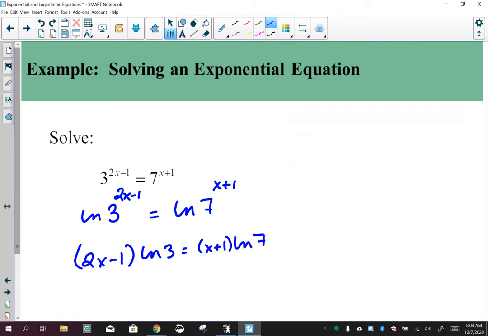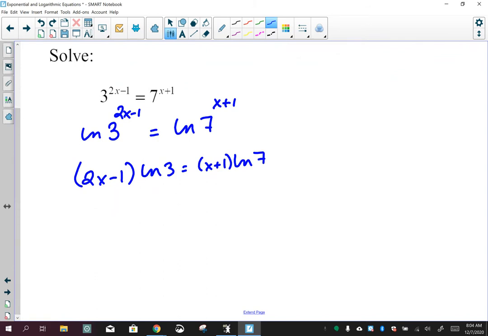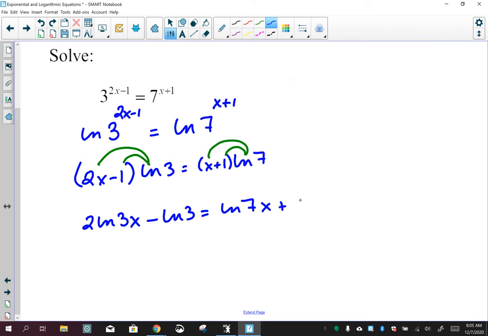Okay. So now I've done that. Now what I need to do is, I can't divide like I did last time. So I need to distribute this natural log of 3 here and here, and this natural log of 7 here and here. So I have to be able to do both. When I do this, I wind up with 2 natural log of 3x minus the natural log of 3 is equal to natural log of 7x plus natural log of 7.